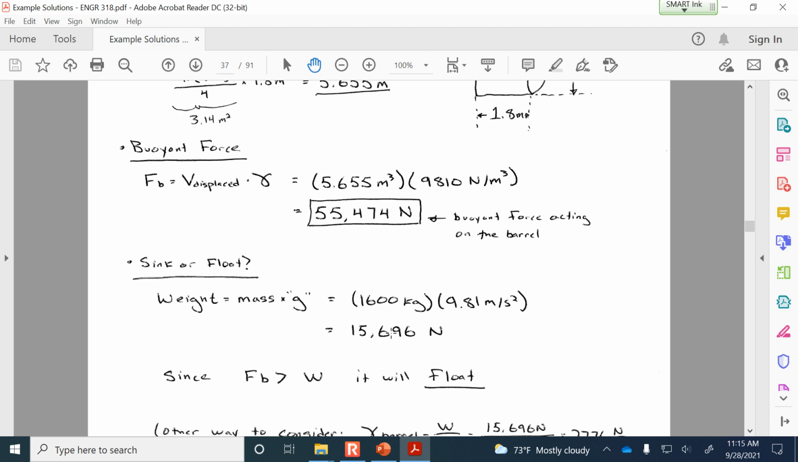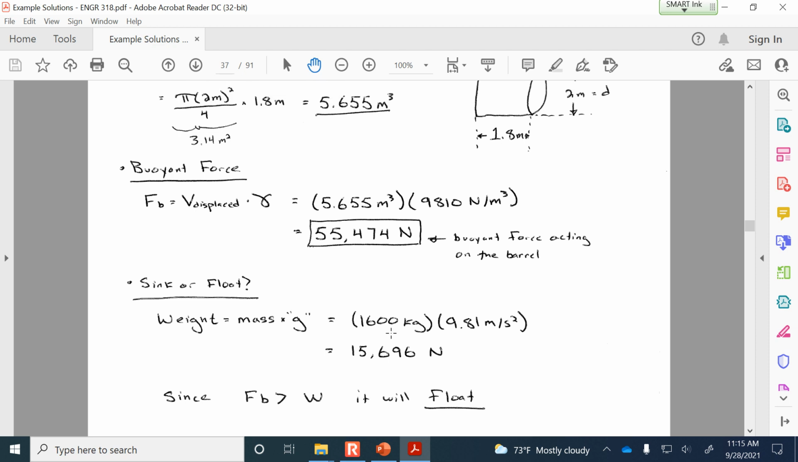So that's what will dictate how much it floats up out of the water. And so it looks like less than half of it will be submerged, because when all of it is submerged, we get 55,000 newtons of buoyant force, and we only need 15,000 newtons of buoyant force. And so you could calculate what percentage of the barrel will be below the waterline just by determining the ratio of the weight to the potential buoyant force. And then that'll tell you the percent submergence.